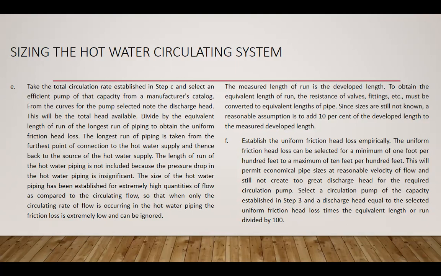F, establish the uniform friction head loss empirically. Ito yung second method. The uniform friction head loss can be selected for a minimum of 1 foot per 100 feet to a maximum of 10 feet per 100 feet. This will permit economical pipe sizes at reasonable velocity of flow and still not create too great discharge head for the required circulation pump. Select a circulation pump of the capacity established in step C and a discharge head equal to the selected uniform friction head loss times the equivalent length of run divided by 100.